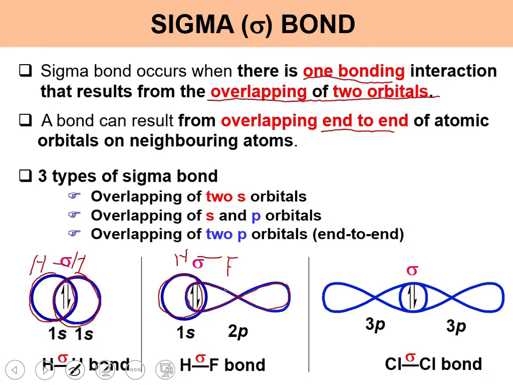So in HF, the head overlaps with the end. This is the end, this is the head. So head to end, or you can have end to end. So this is maybe chlorine, Cl, 3p. Two Cl bond to each other to become Cl2, and the overlapping is between end to end. This overlapping contains a pair of electrons.